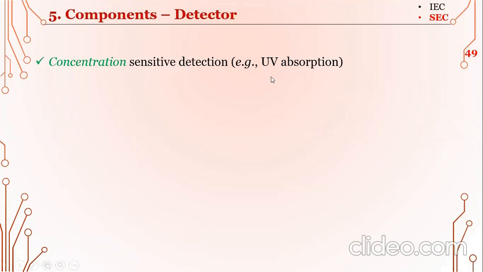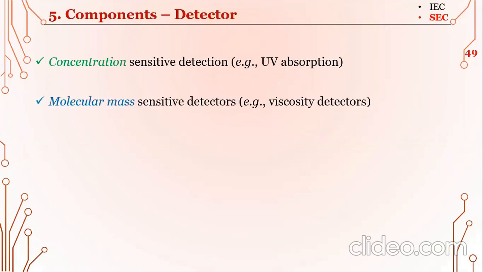This concentration sensitive detection is normally used in UV absorption. In UV absorption, the detectors are concentration sensitive. They determine the concentration of the products or the results. And the second type of detectors are molecular mass sensitive detectors, and they detect the viscosity of the sample. They detect the molecular mass. They do not detect the concentration. So viscosity detectors are there.